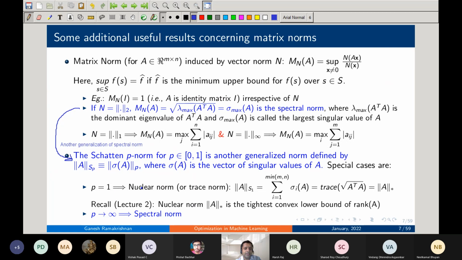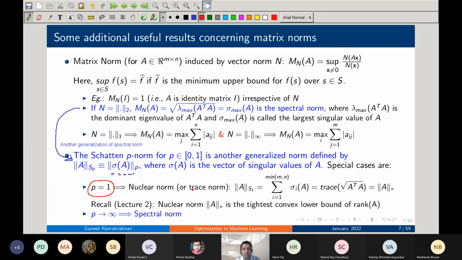What is this doing? It's basically taking a p norm, some p norm on the vector of singular values of A, which are basically the square roots of the eigenvalues of A transpose A. So this is a generalization, and it turns out that this has special cases again. The first special case is p equals 1, which means you're taking a sum of the absolute values of the singular values. That's exactly the nuclear norm or trace norm.